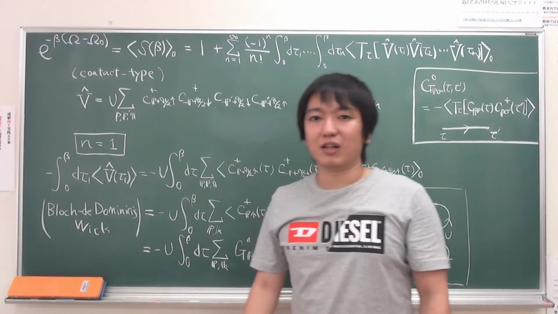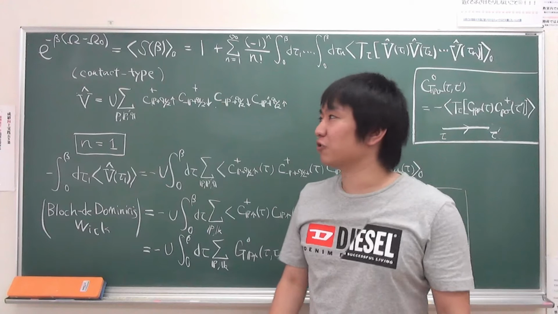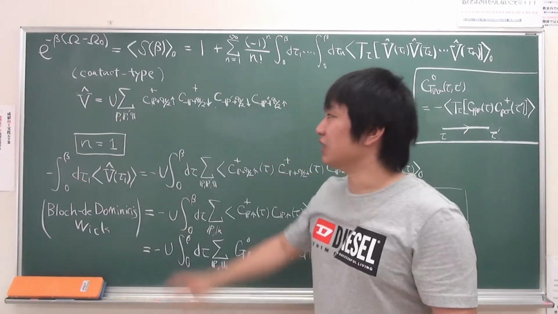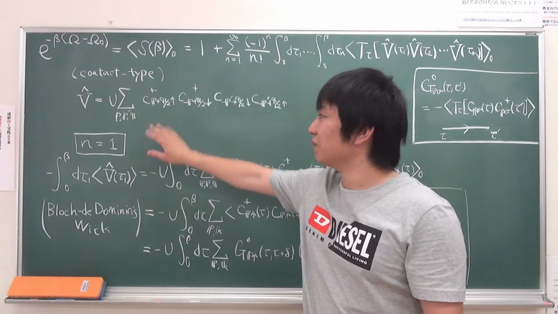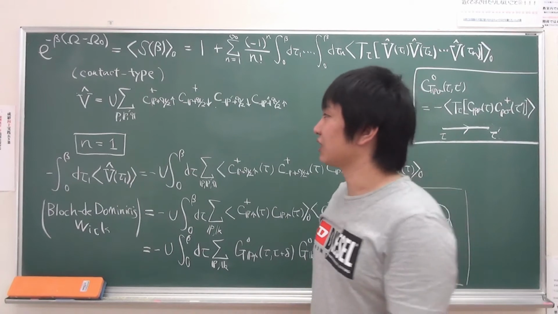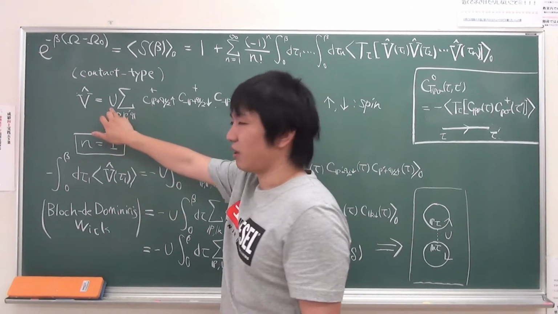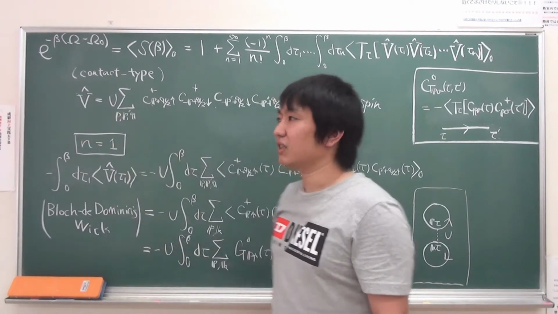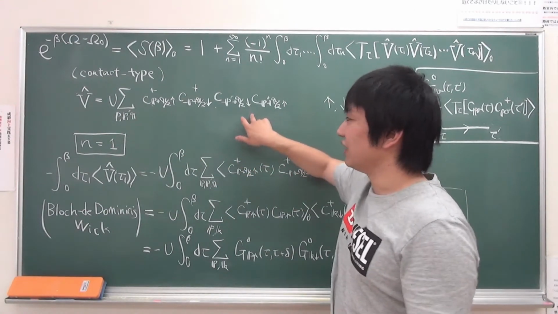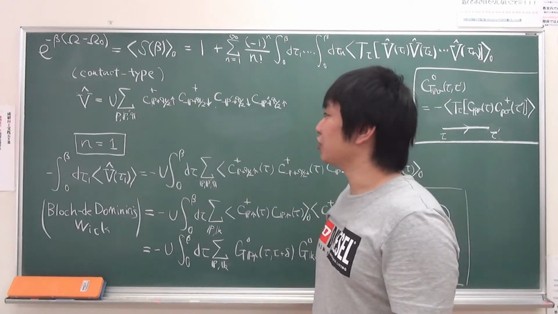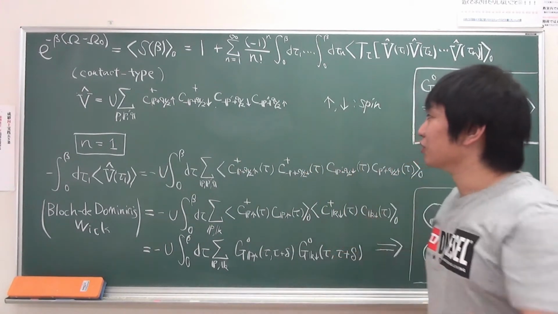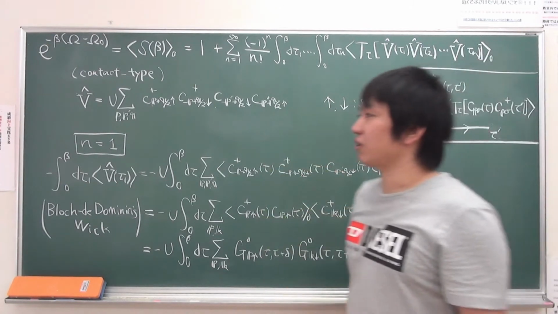Now, as the simplest case, I would like to show the case of the contact type interaction. This is the most general but the simplest type of the interaction. Here, the coupling constant is momentum independent. And now, you can see the C dagger, C dagger, C, C, so some combination of the annihilation and creation operators. And now, we are considering fermions.